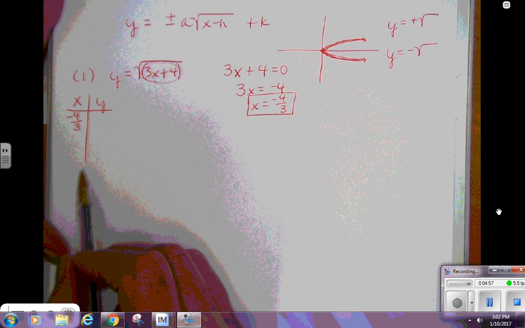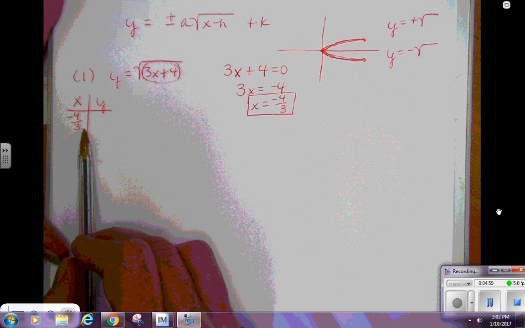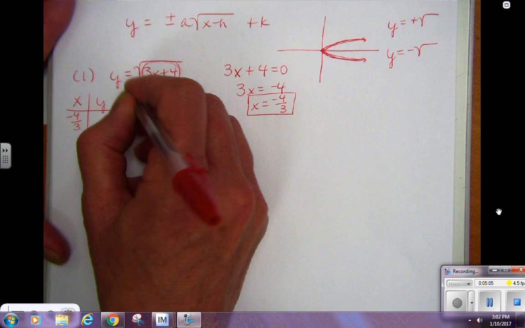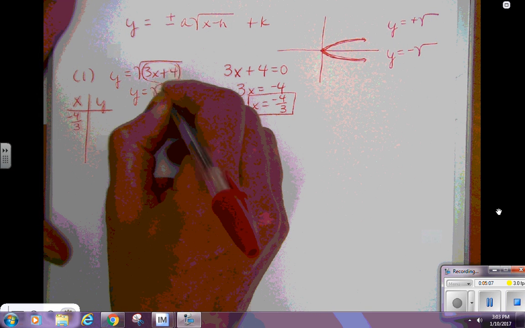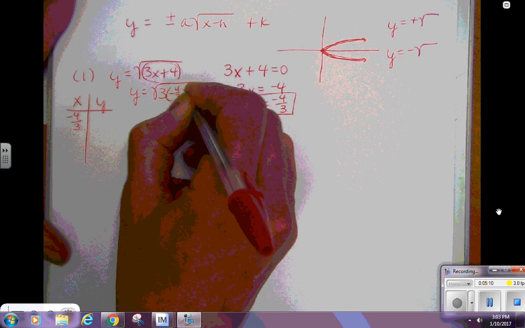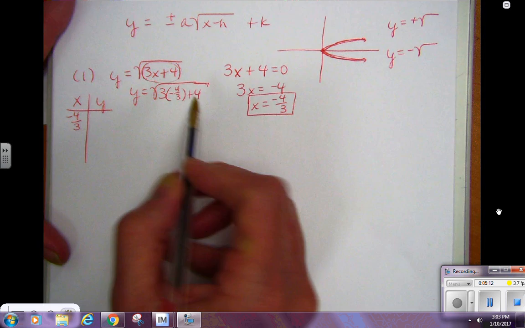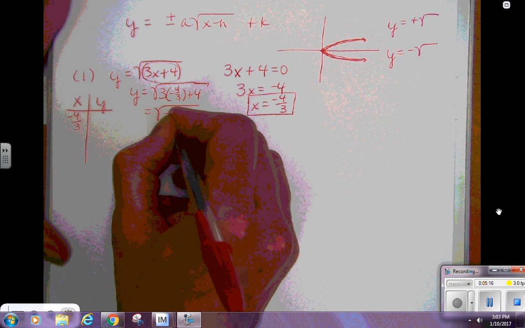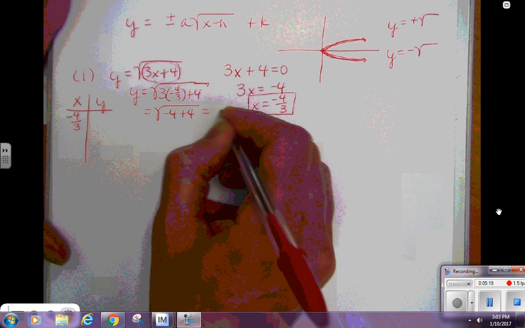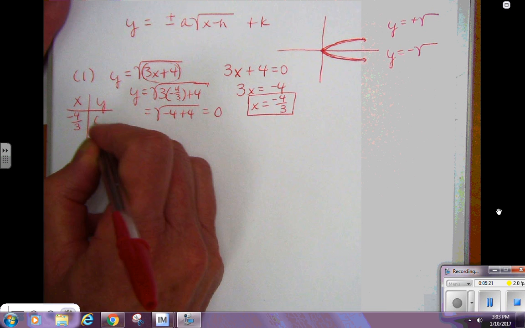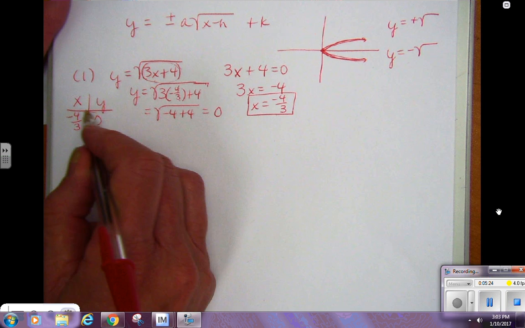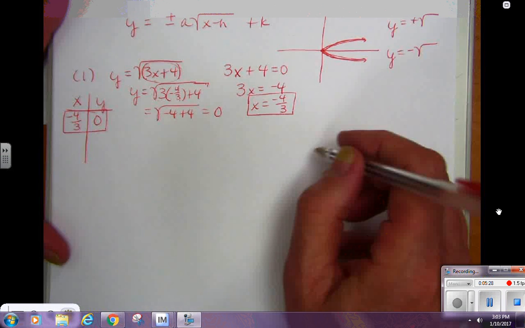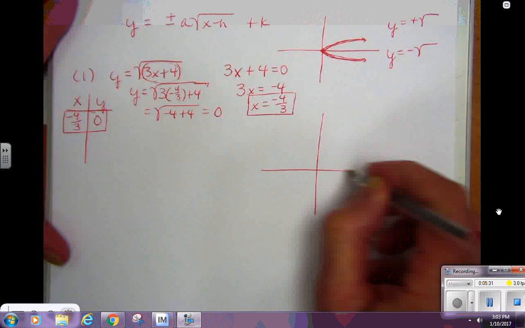Now I've got to find the y coordinate for this x value. So if I plug that in and solve, 3 times negative 4/3 is going to be negative 4 plus 4, so that's going to be 0. My y value is 0. So this is my starting point for the whole graph. That's the most important point. So I want to graph that first, and then I'm going to find other values.